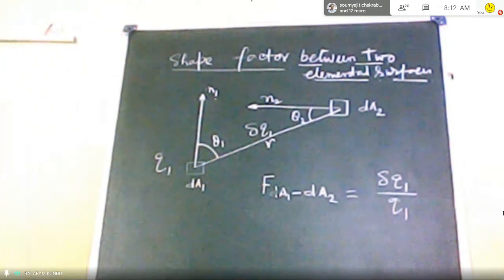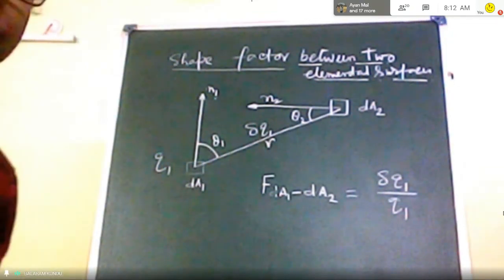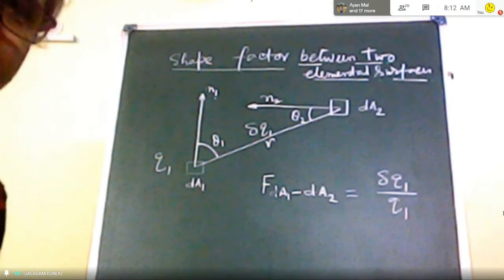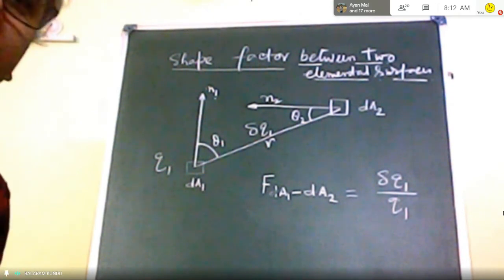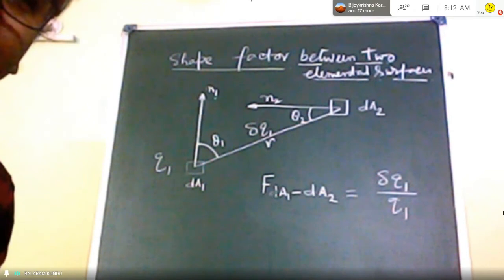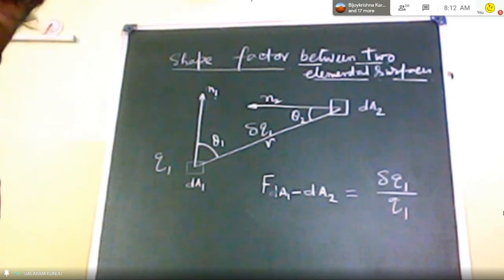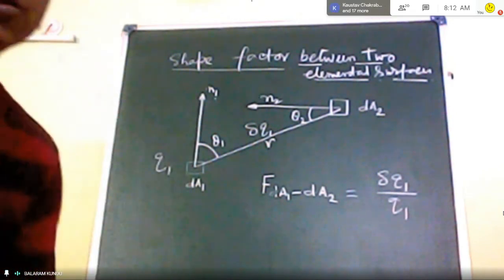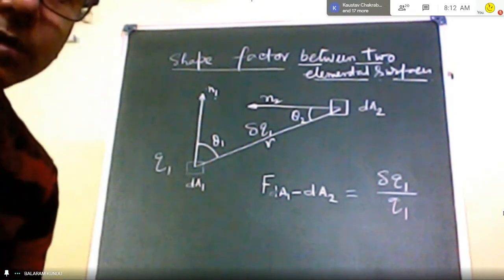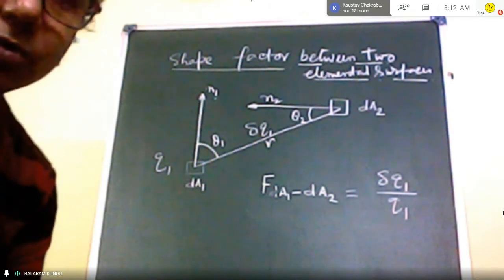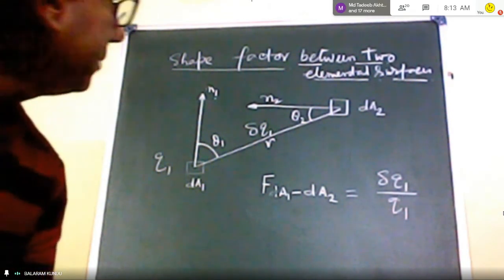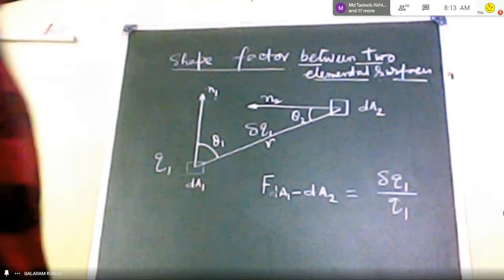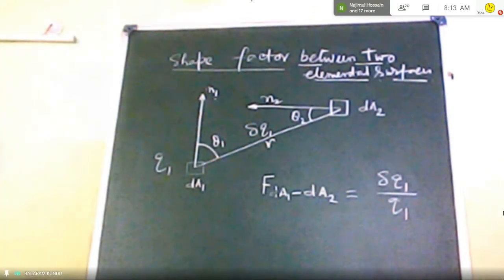So this ratio is called shape factor or configuration factor, or it is also known as angle factor, or view factor. Now del Q1 by Q1, how can this ratio be determined? Now Q1 equals what?